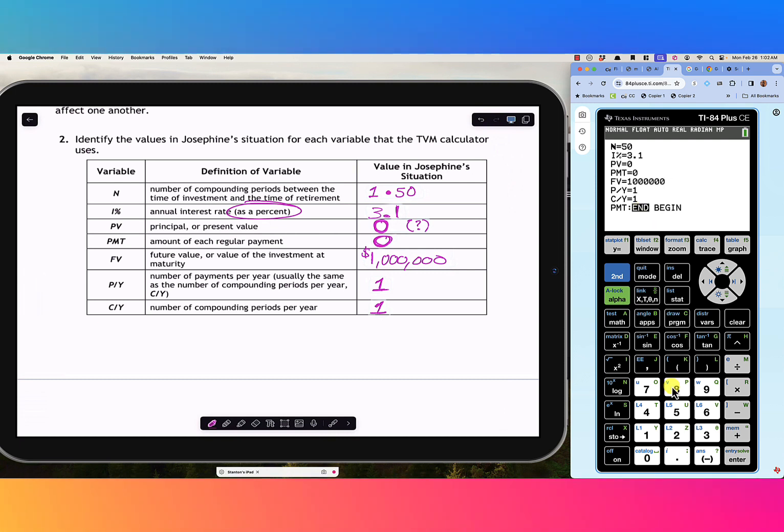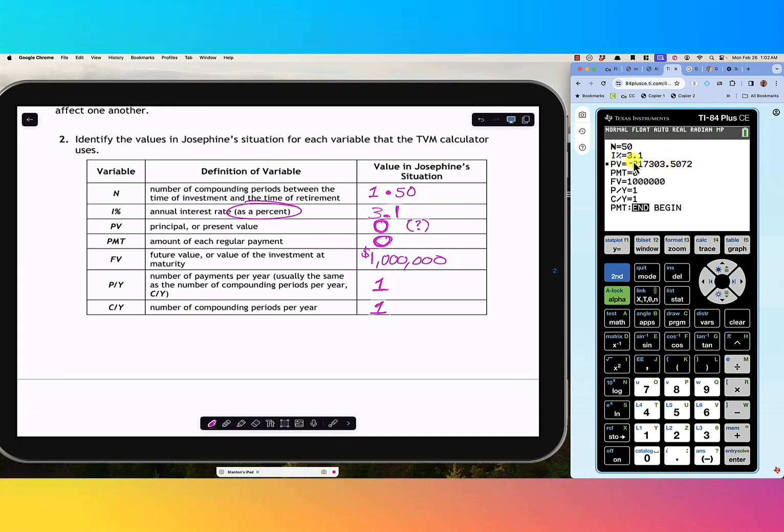Okay, let's do it. Now, to solve for the present value, you simply use your up arrow this time to go up to the PV line, because the present value is what we are trying to find in this problem. You see it's highlighted there, it's blinking. Then you simply press the green alpha button, and then the enter button. When you press that, it gives you a number here.